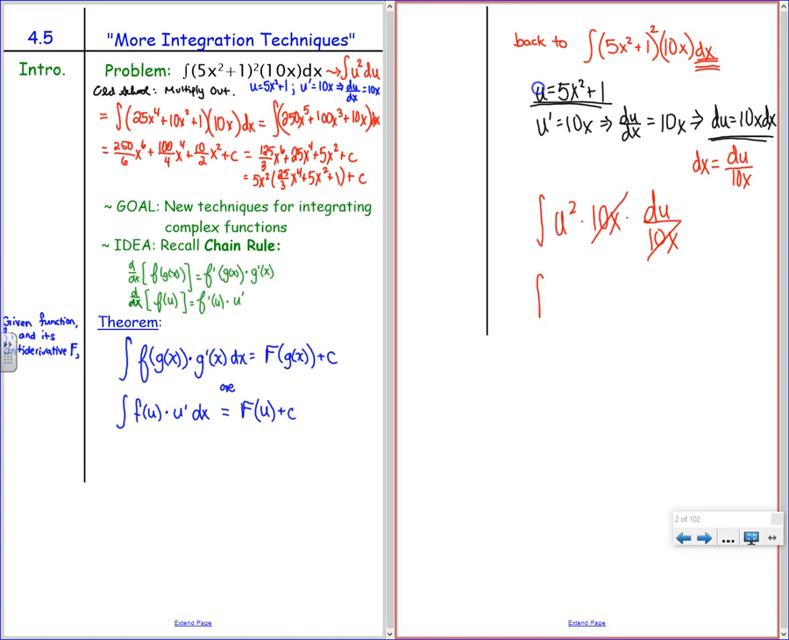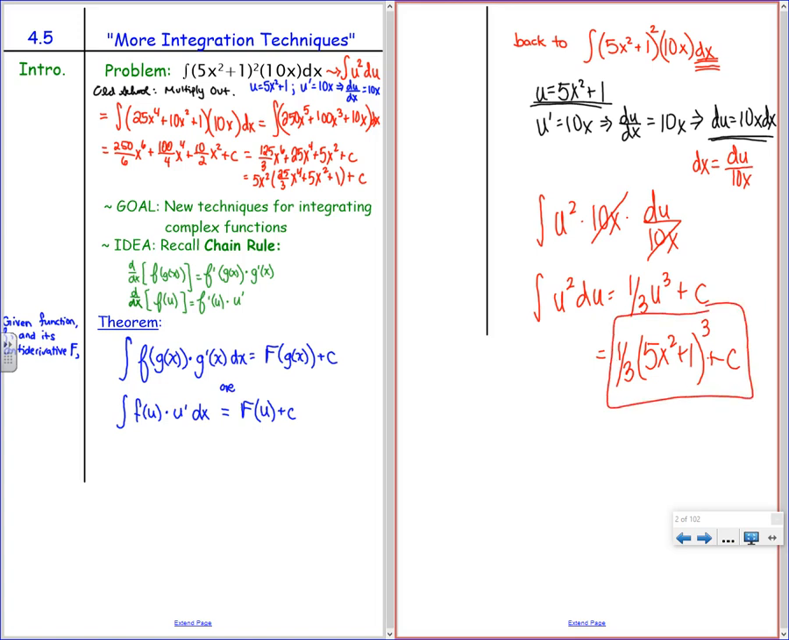And now we get that integral that you guys saw me write down a second ago, which we could then just integrate to be 1/3 u cubed plus c, which we could then come back and say, hey, let's just plug in u, and u was 5x squared plus 1, cubed, plus c. Don't forget your cube. That's the multiple choice answer.